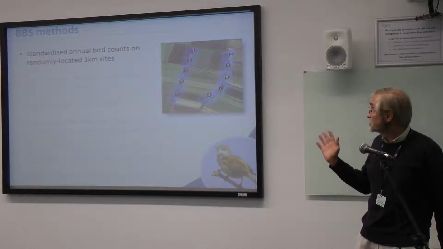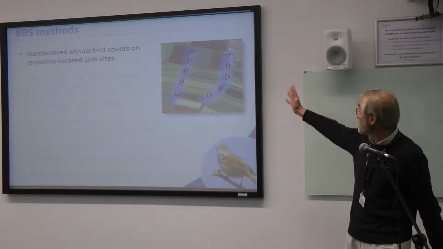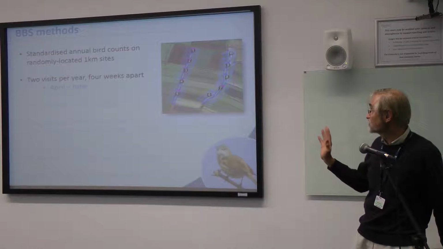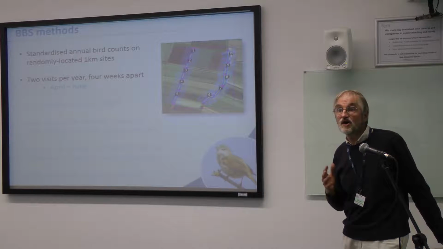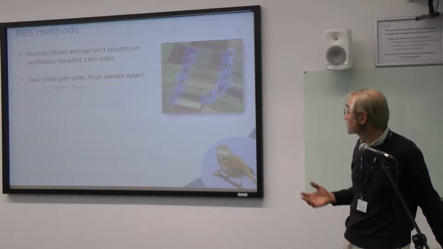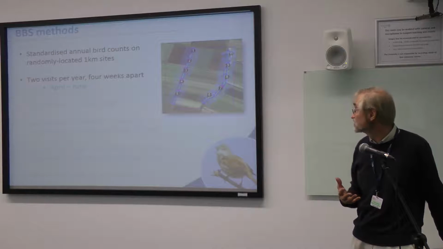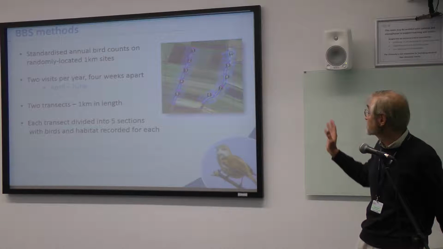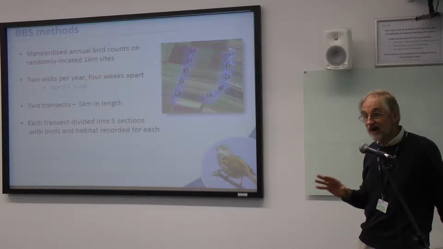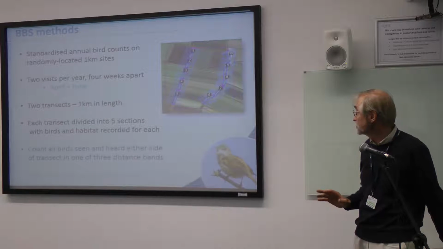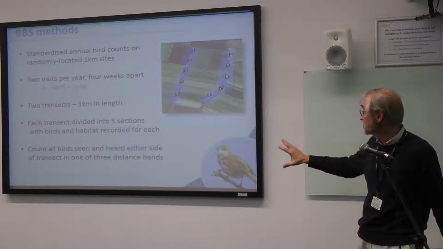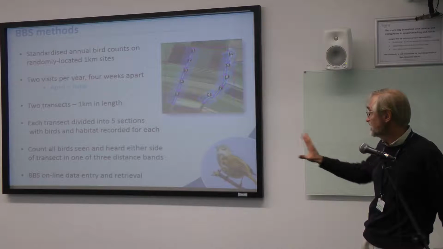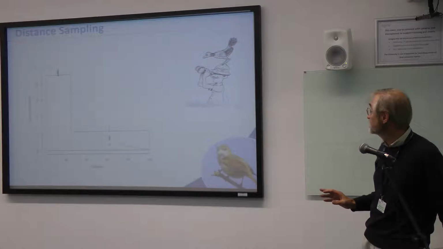So we're looking at standardised annual bird counts carried out along 1 kilometre transects across squares, as you can see illustrated here. Each square has 2 visits, 4 weeks apart, so that helps us to get both the resident birds and the migrants that arrive somewhat later, by which time the residents may be singing a bit less. I say 2 transects, 1 kilometre in length. We divide these into 200-metre sections, and we've got habitat data associated with each of those sections, and we count all the birds seen and heard in distance bands to give us some information about detectability, and then all these data are generally collected online these days.